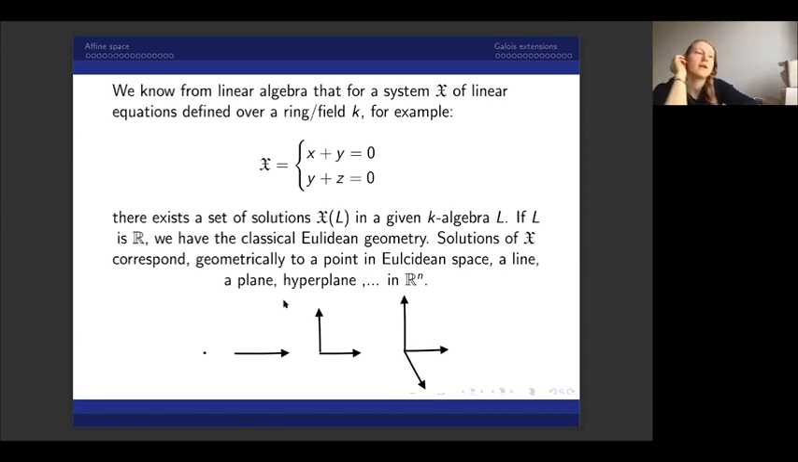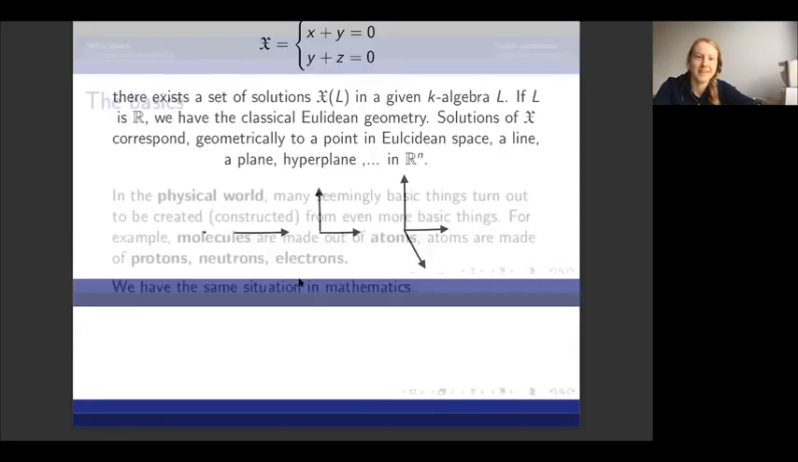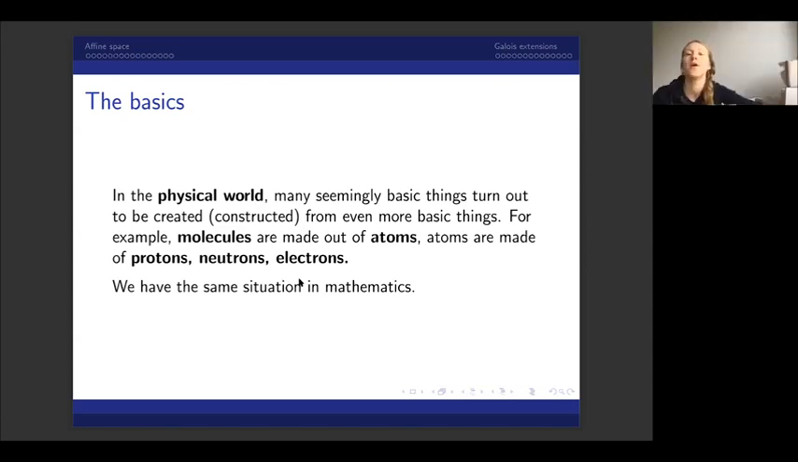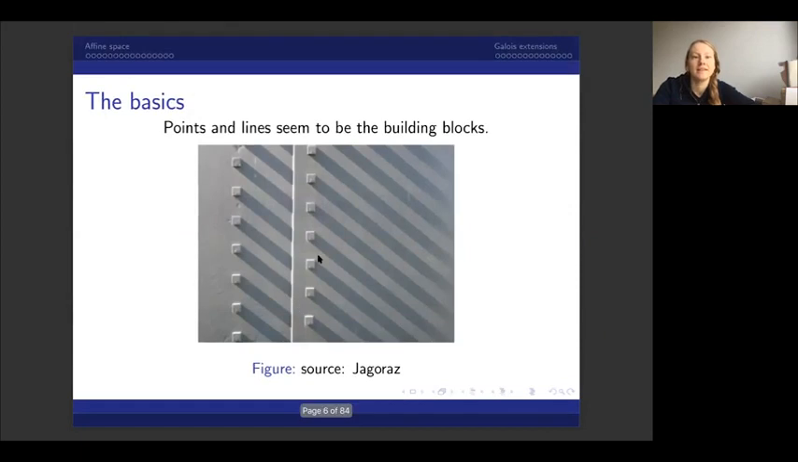So this sounds very elementary, but there are some hidden problems here. As I was saying last time, in the physical world, many seemingly basic things turn out to be created and constructed from even more basic things. So for example, molecules are made out of atoms. Atoms are made of protons, neutrons, electrons. And you have exactly the same phenomena in mathematics. So last time I was talking about numbers. Today, while I was preparing this lecture, I stumbled across a very nice problem.